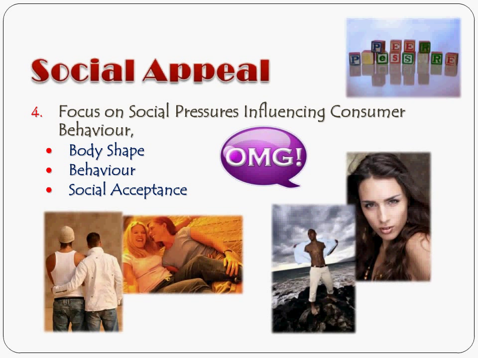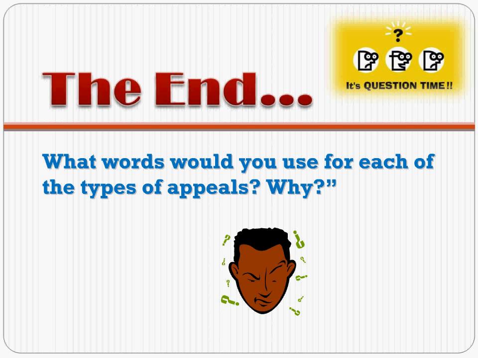So images and messages that try and connect with the social appeal will connect to the social pressures placed on consumers. So this concludes our video and really concludes my message. So what words would you use for each of those types of appeals? If you were to create a message for each of those appeals, what words would you use? Why would you use those?